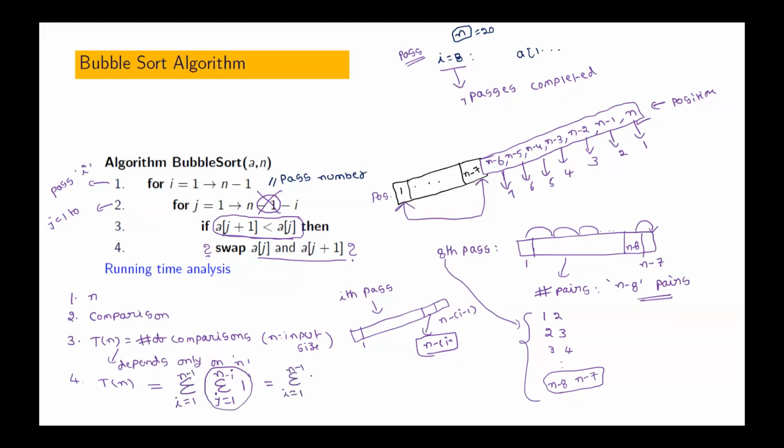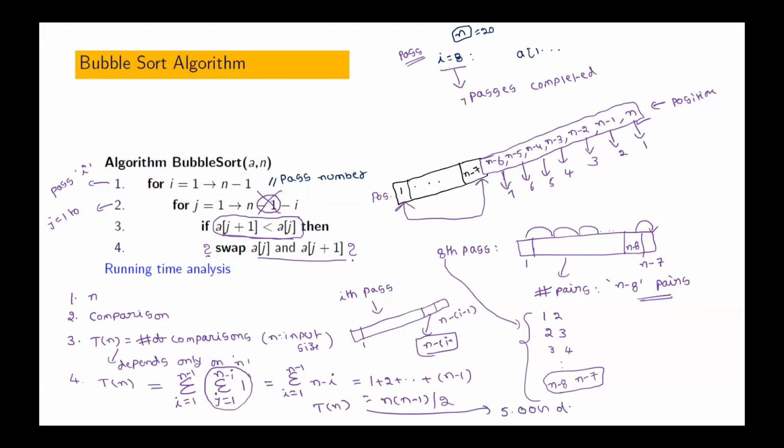i equal to 1 to n minus 1. What is n minus i? So it is nothing but 1 plus 2 plus up to n minus 1. Is this correct? Which is the same as n into n minus 1 by 2. What is the order of growth of T of n?